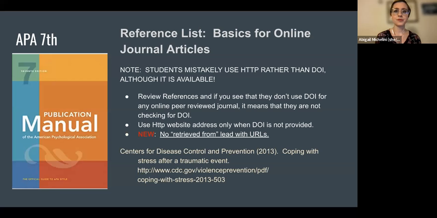Again, sometimes students use the stable URL instead of the DOI. You don't have to put "retrieved from" or anything like that. If it does not have a DOI, you can use the stable link. This would be an example for a website, a government website, the CDC, and you would use the stable link here. It's a PDF. Only peer-reviewed journal articles have DOIs, so you're not going to see a DOI for everything. If you don't see it, that's okay. It might depend on the type of citation.